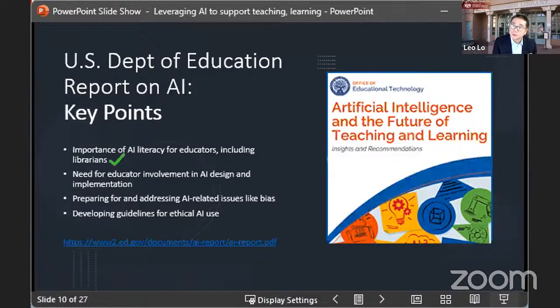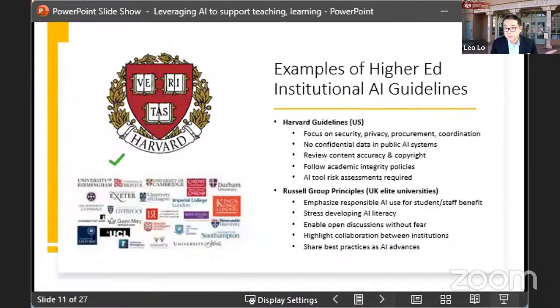Let's go down one more level to institutional guidelines. Most universities right now do not really have official policy on AI use, but I can see us developing these. Right now, they're mostly guidance, right? Here are a couple I want to share with you from some of the bigger universities. Harvard University recently released guidance focusing on security, privacy, responsible procurement, and coordination issues. They cautioned against using these public AI systems for confidential university data, and really emphasized reviewing content accuracy. And they want to do risk assessment before adoption.